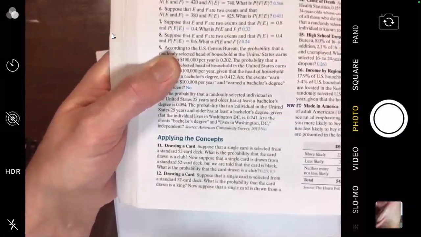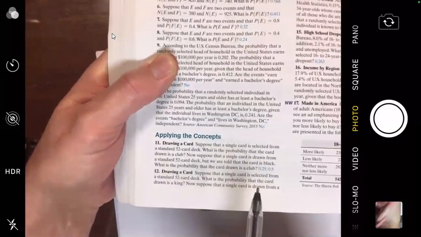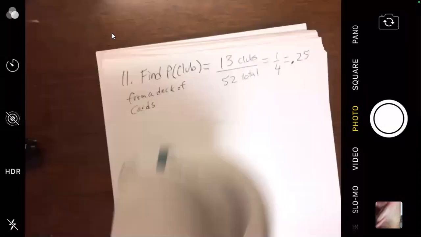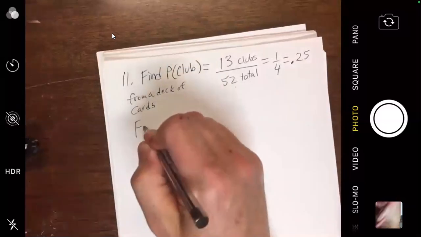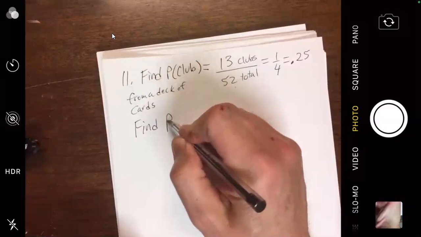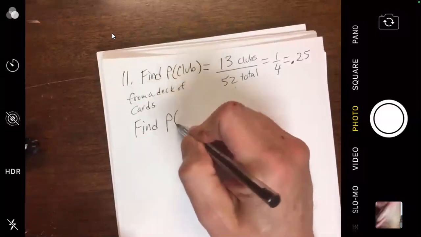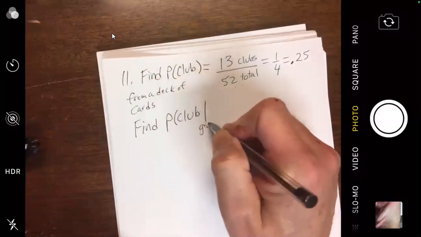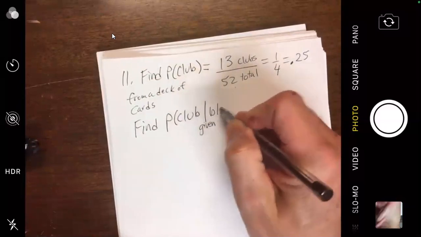So I'm going to put this in the wording of the formulas, even though it's spread out in sentences. So what they're really having you find is the probability that you're drawing a club given that it's a black card.